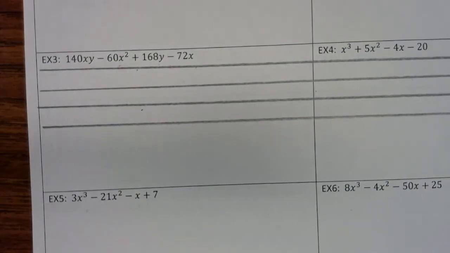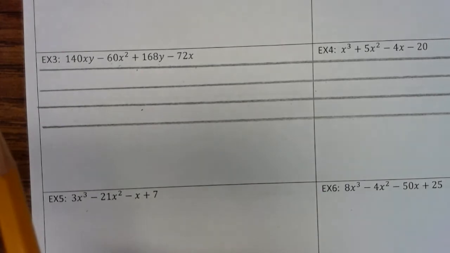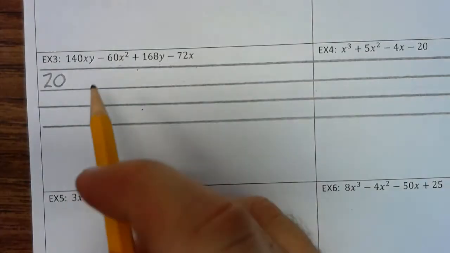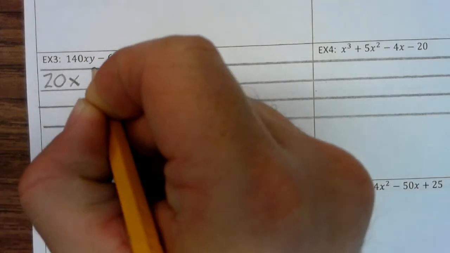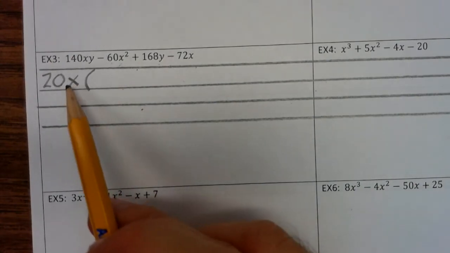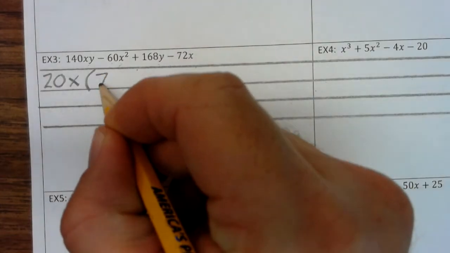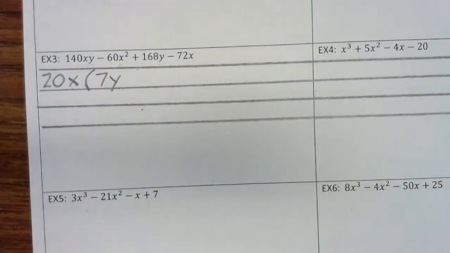All right. So here it looks like the largest number that's divisible by both 140 and 60 is 20. And these both have an x, so we can factor out an x. And then the way you understand what goes here is you think about, what do I multiply 20x by to give you 140xy? Well, the answer to that is 7y, because 7 times 20 is 140, and y times x is xy.